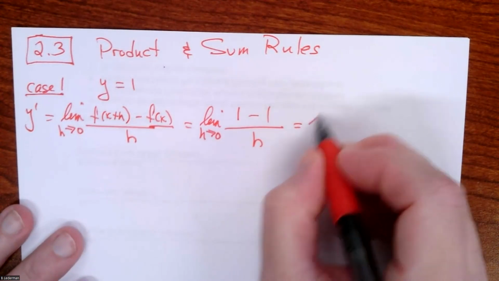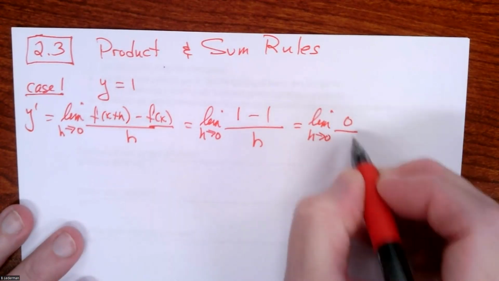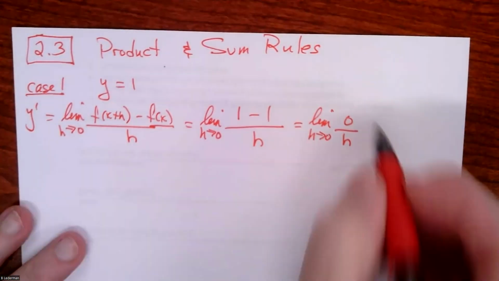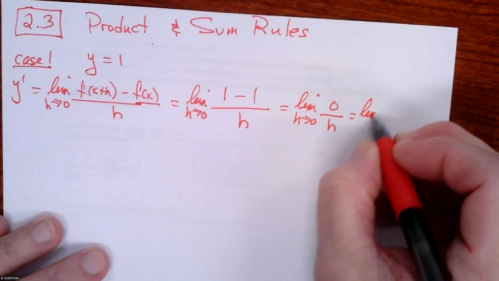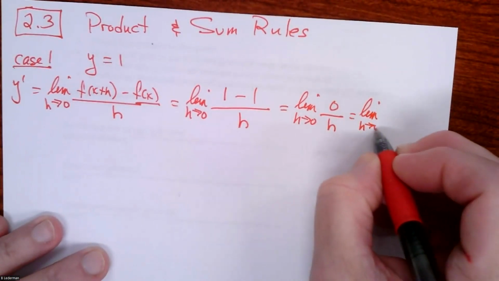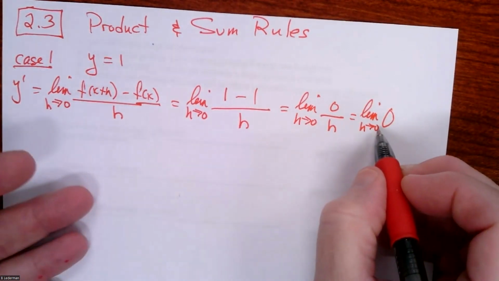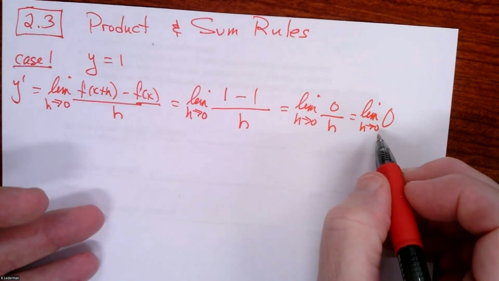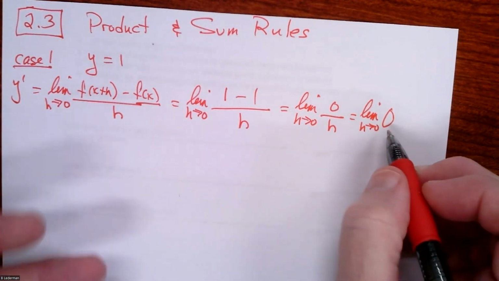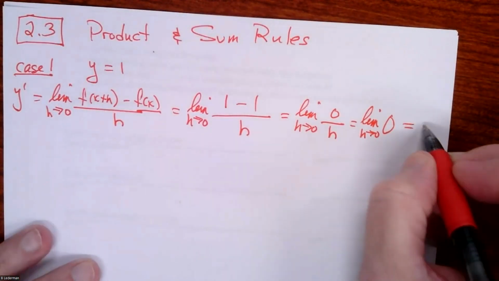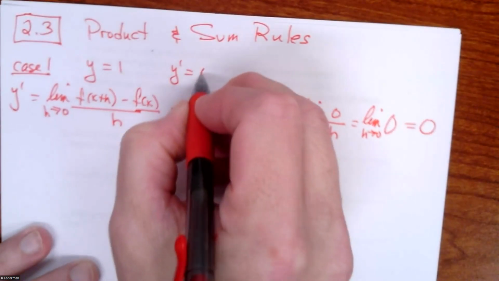And this is equal to the limit as h goes to 0 of 0 over h. But 0 over h is just 0. So this is equal to the limit as h goes to 0 of 0. Well, h goes to 0, 0. There is no h now. There's nothing to do anything. So I have no problem substituting and just putting the h in there. There is no h. So the answer is just that number right there, which is 0. Wow. So y prime equals 0.